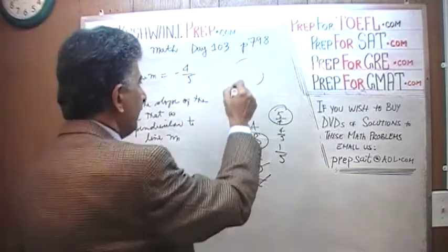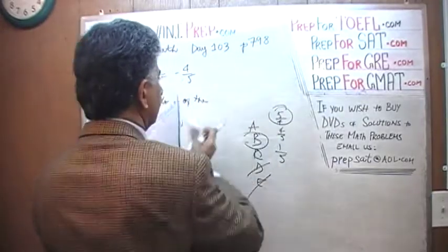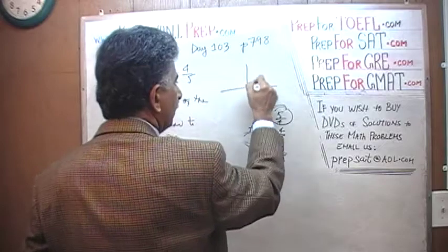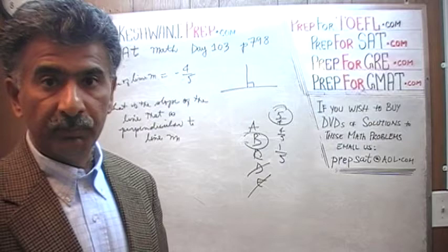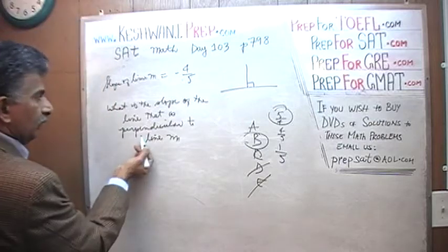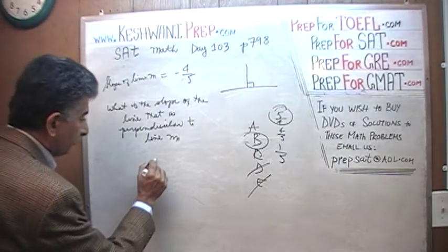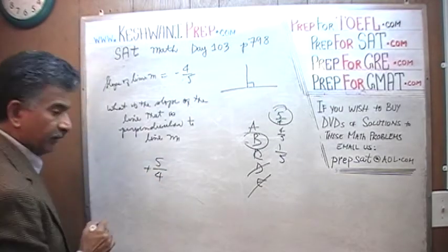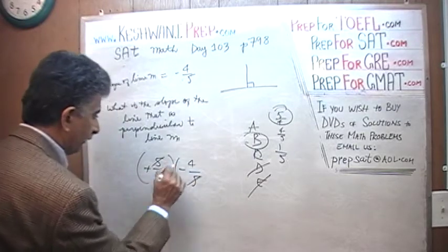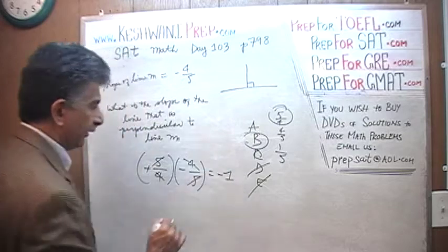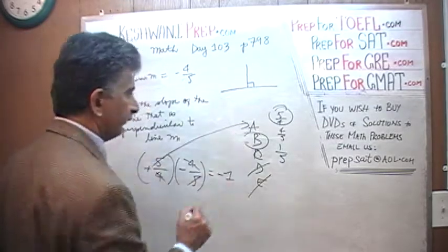Now, if two lines are perpendicular to each other, the product of their slopes is -1. So the slope of the line that is perpendicular to M is going to be positive 5/4, because 5/4 times -4/5, the 5 cancels out, the 4 cancels out, and gives us -1. In which case, the answer would have been 5/4.